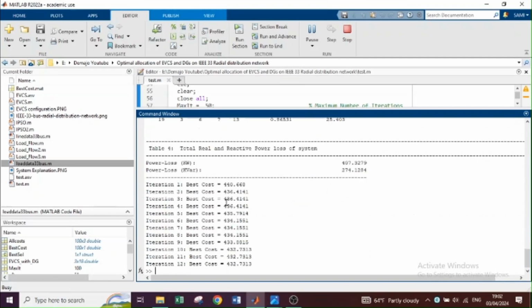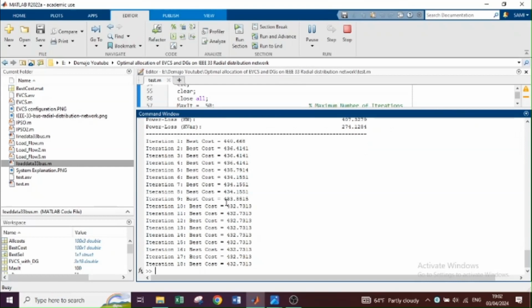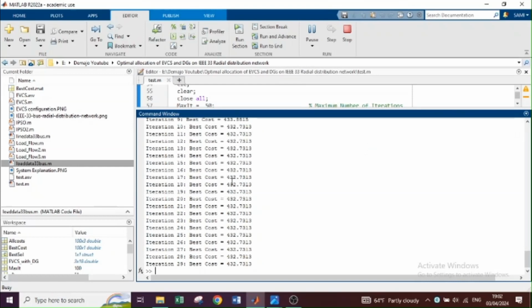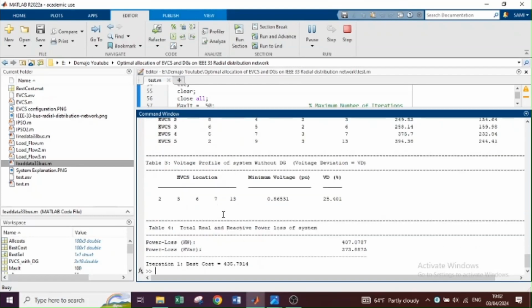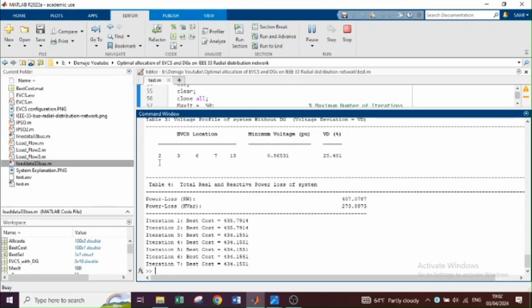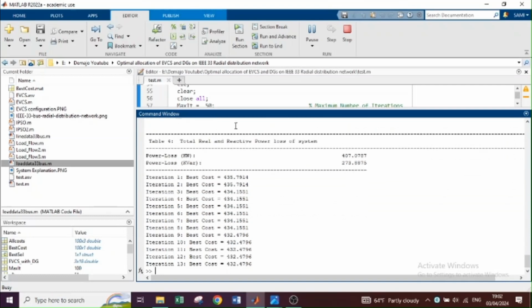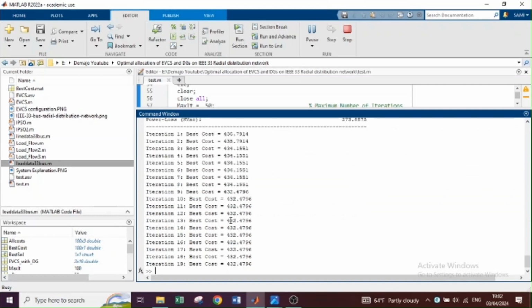but it would be the same if you try to get the mode of the locations. What I mean by getting the mode is that if you run this test for, let's say, 10 times, you would see that the most repetitive bus locations would be 2, 3, 6, 7, 13. So these are the locations, as you can see right now here. 2, 3, 6, 7, 13 are the most repetitive bus locations.